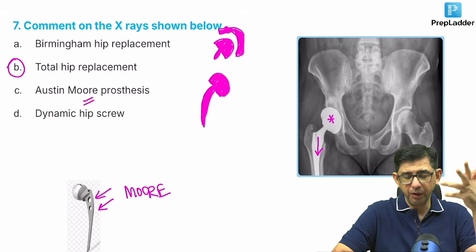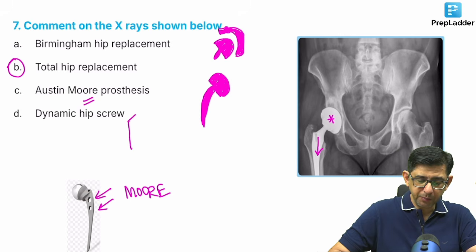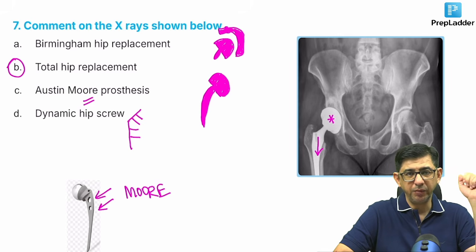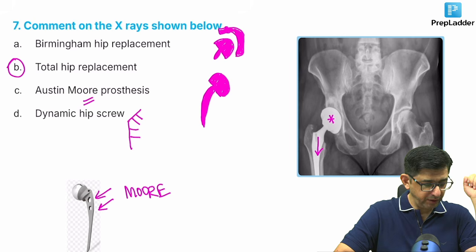And for dynamic hip screw, the dynamic hip screw will be like this. There would be multiple screws starting from this. I'll show you the image of dynamic hip screw subsequently, but three images which are very clear at the moment are Austin Moore, which is having holes, THR implant, which does not have holes present, and the Birmingham hip replacement, which will have a screw and an acetabular cup. Answer to 7th is sorted, is option number B.